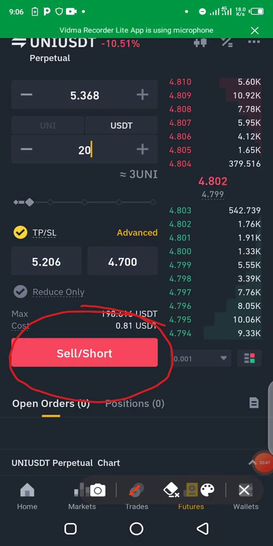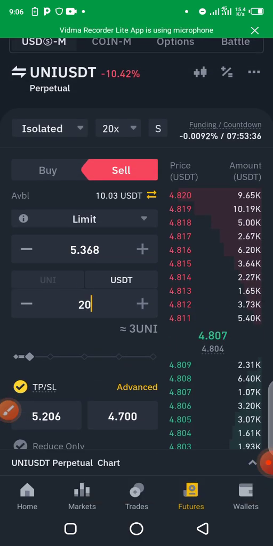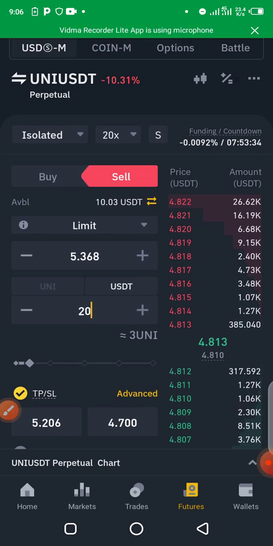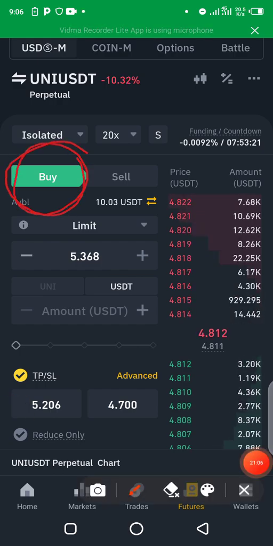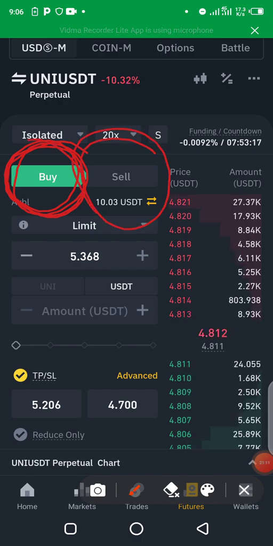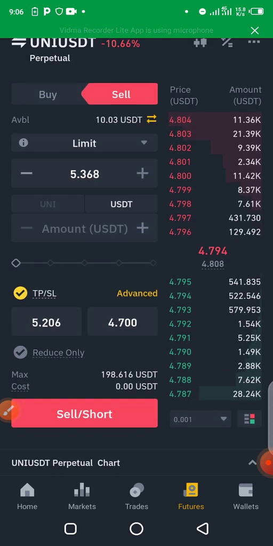So once it hits your entry price, you start rolling in profit. That's just simply what this is. Or let's say you are longing, you are buying or longing, this is where you click on. If you are shorting, this is where you click on. So we are shorting. So this being done, you are good to go.